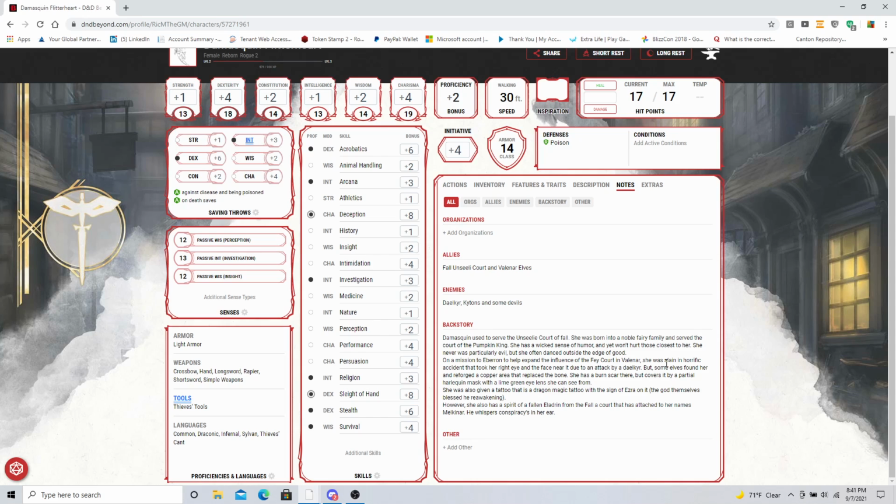She has a burn scar there, but covers it with a partial Harlequin mask with a lime green lens that she can see from, or gem. I turned it to a gem. She was also given a tattoo that is a dragon sign with the sign of Ezra. If you know Ravenloft and Van Richten's, Ezra is the god of protection, maybe, in that realm.